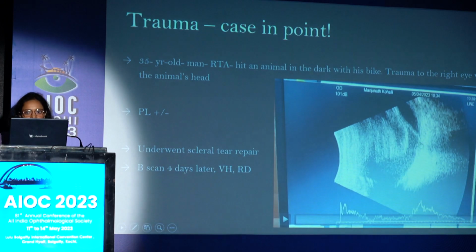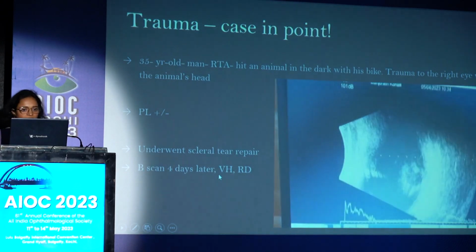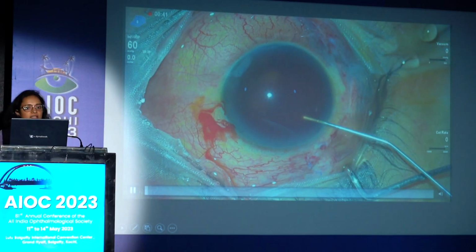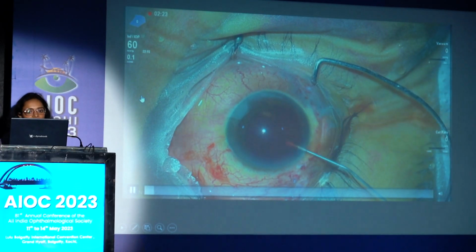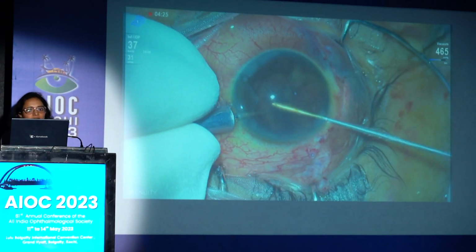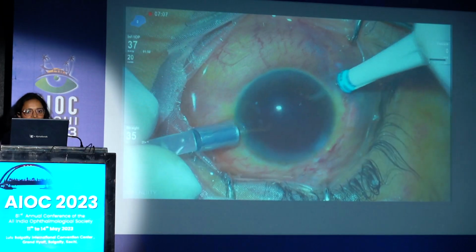So this was pretty taut here. So I was suspecting an incarceration at the site of the scleral tear. Now this was the surgery. There was a total chamber hyphema, and despite repeated washes, it was still continuously oozing and hence filling up again.